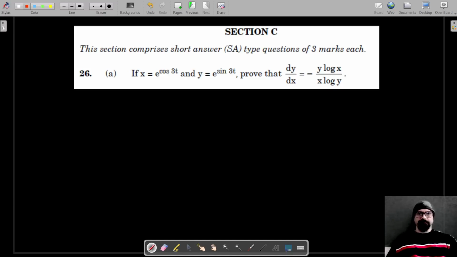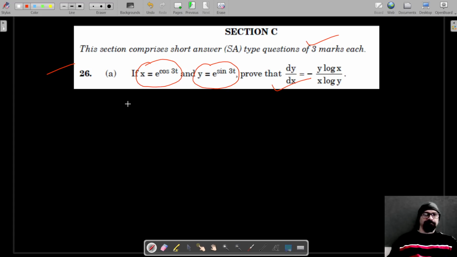Okay, for question number 26, part A, this section comprises short answer questions of 3 marks each. And our functions are x is equal to e raised power cos 3t, y is equal to e raised power sin 3t, and we have to prove this. So these functions are in the parametric form. Because both these functions are defined in terms of t, we are going to differentiate this with respect to t.